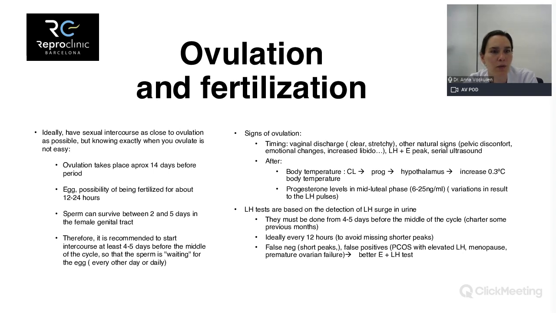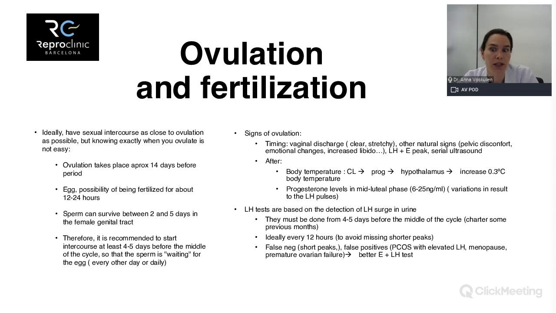And now some tips about ovulation and fertilization. So ideally, to have a general idea of what we have to do to try to conceive, okay? We should have sexual intercourse as close to ovulation as possible, but it's true that we are not a clock, so it's not easy to know exactly when you're ovulating. So you should know that ovulation takes place approximately 14 days before your period. And I say before your period because we know that the luteal phase, which is the phase after the ovulation, normally it's very stable. So we know that 14 days before the period the ovulation takes place, okay?